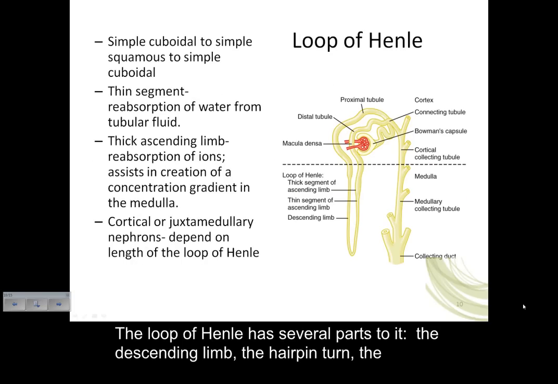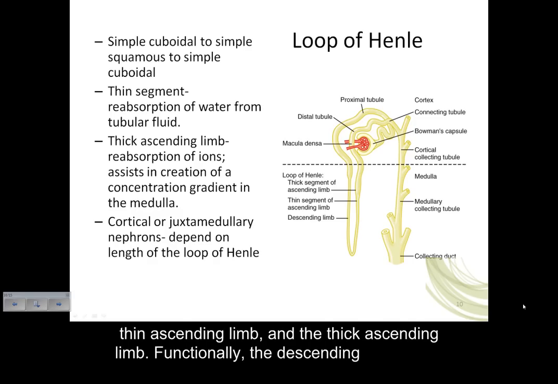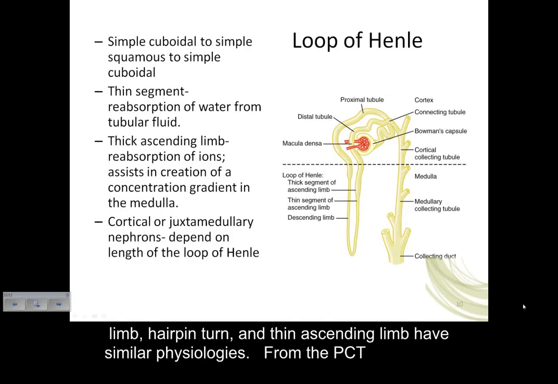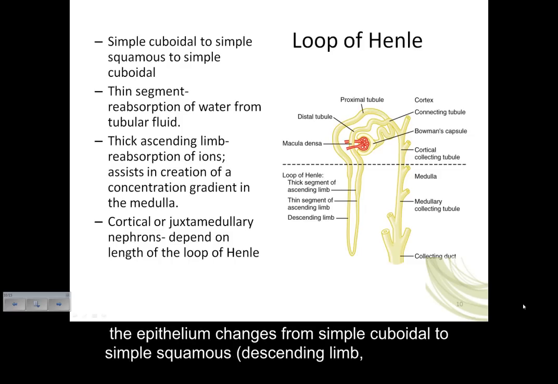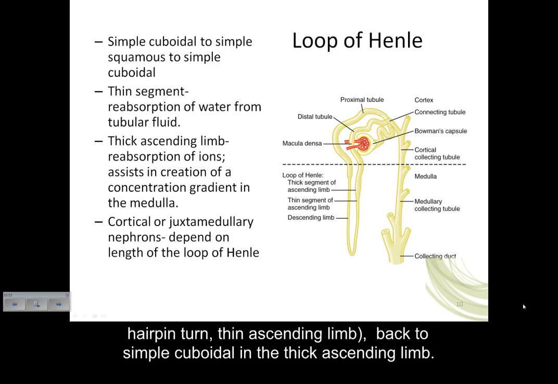The loop of Henle has several parts to it: the descending limb, the hairpin turn, the thin ascending limb, and the thick ascending limb. Functionally, the descending limb, hairpin turn, and thin ascending limb have similar physiologies. From the PCT, the epithelium changes from simple cuboidal to simple squamous in the descending limb, hairpin turn, and thin ascending limb, back to simple cuboidal in the thick ascending limb.